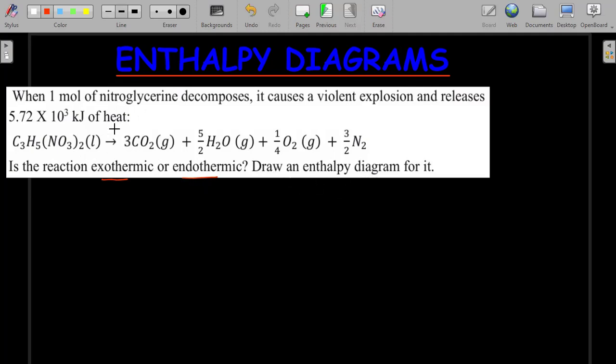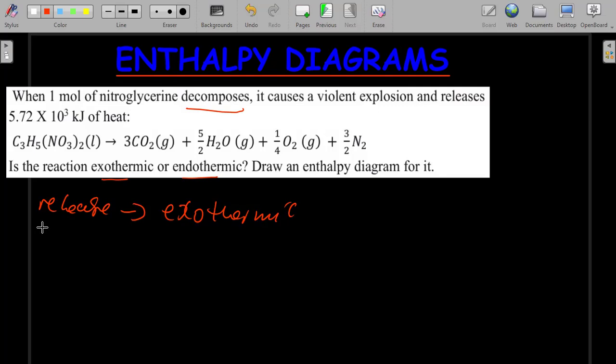Now we are being told that this nitroglycerine is decomposing. For most decomposition reactions, you notice that heat is mostly released. So there will be heat release there, and the amount of heat that has been released is 5.72 times 10 to the power 3 kilojoules. If heat is released from the system, it is called an exothermic reaction. That's what an exothermic reaction is.